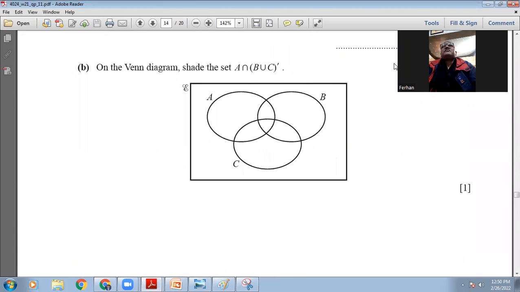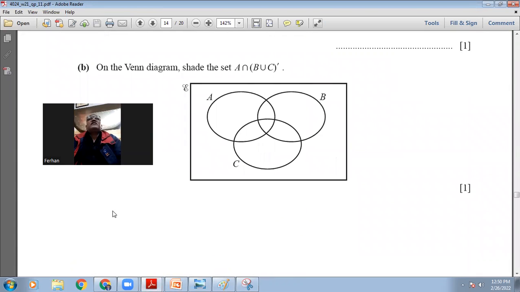Here we go. In the B part, he says on the Venn diagram, shade the set A intersection (B union C) whole complement. So (B union C) whole complement means the B and the C full circles, and you have to remain out of both B and C. So out of B and C will be this whole region.